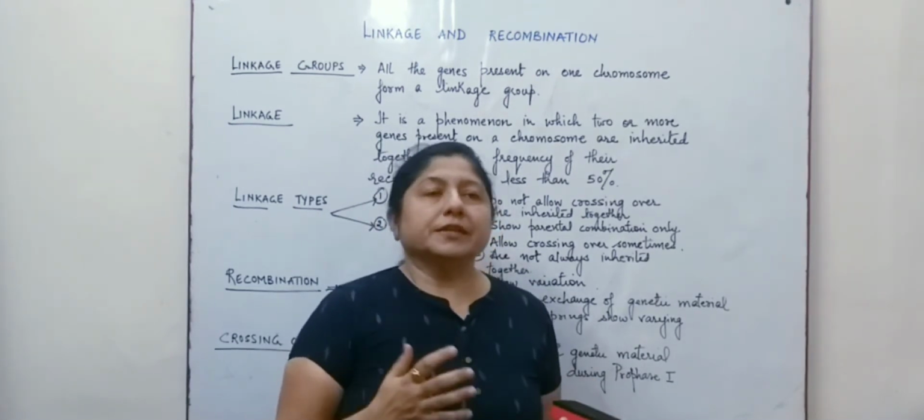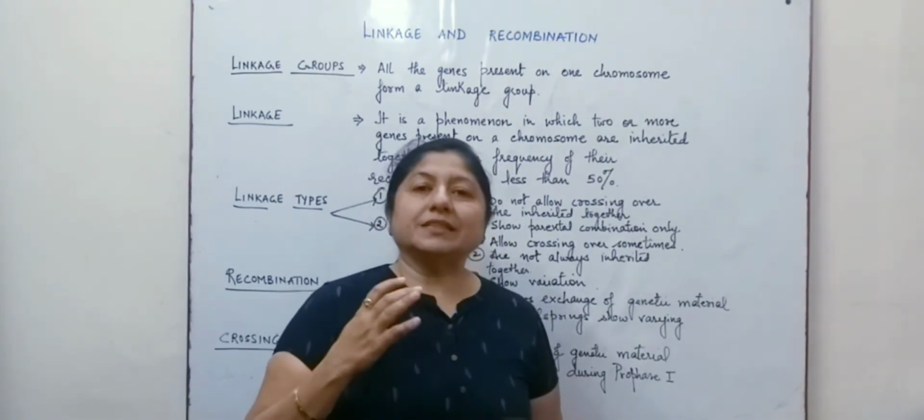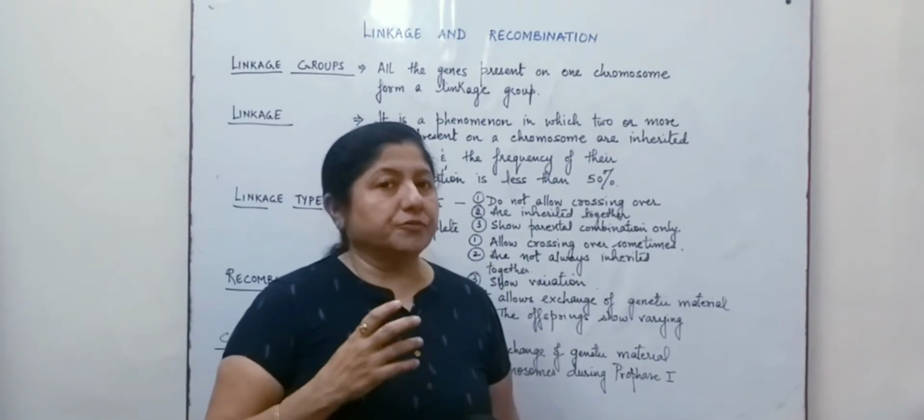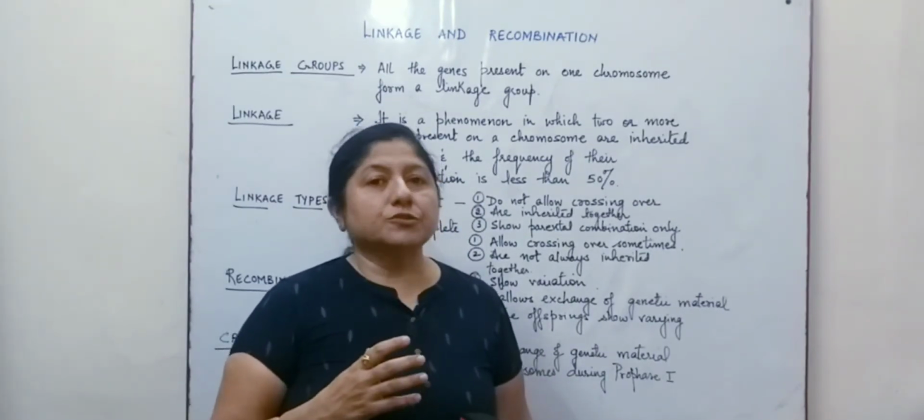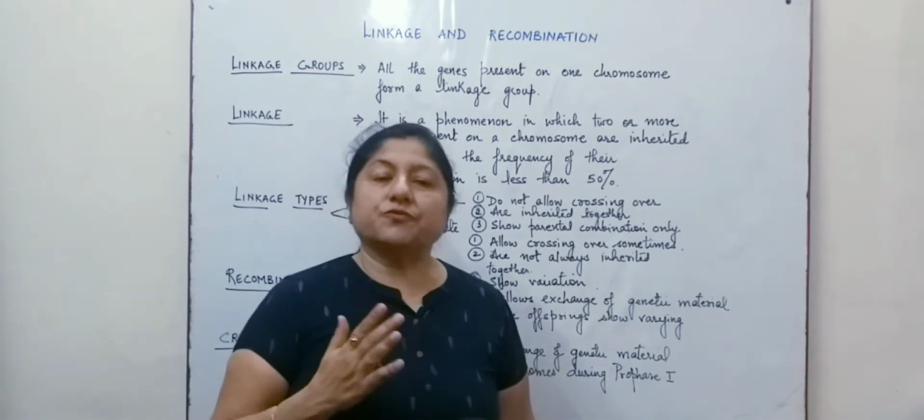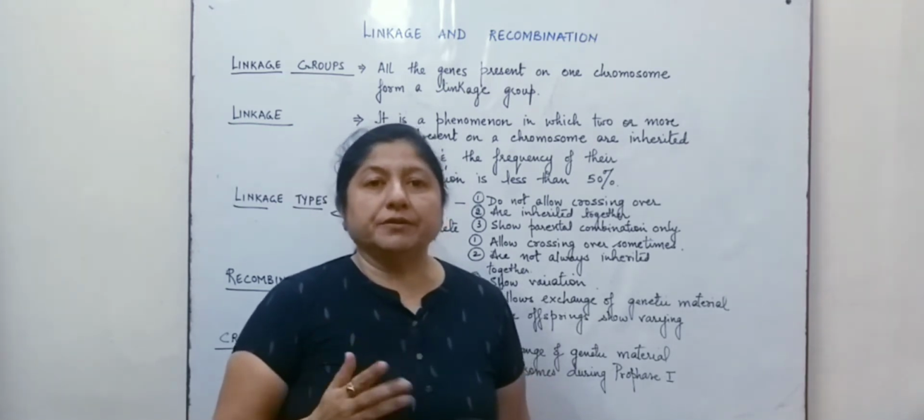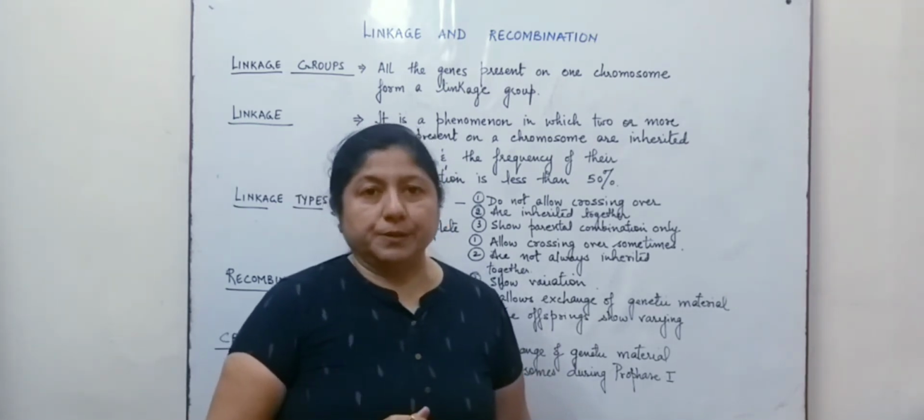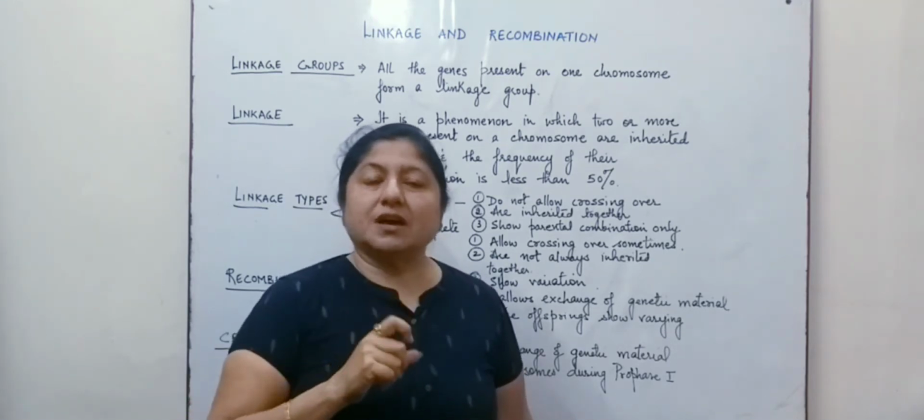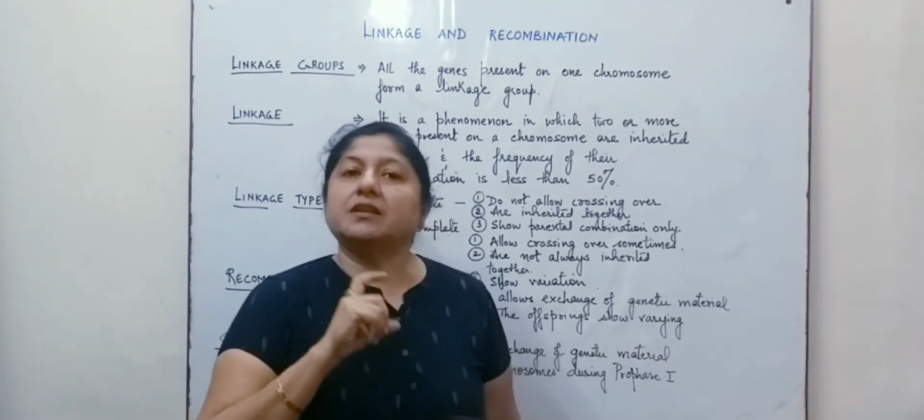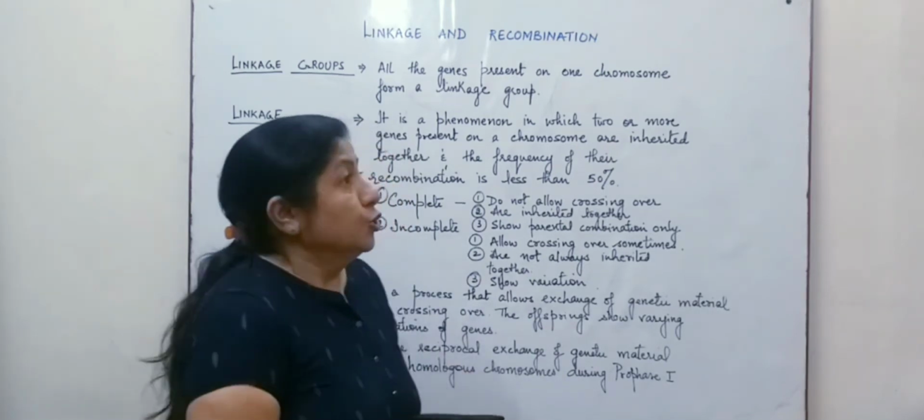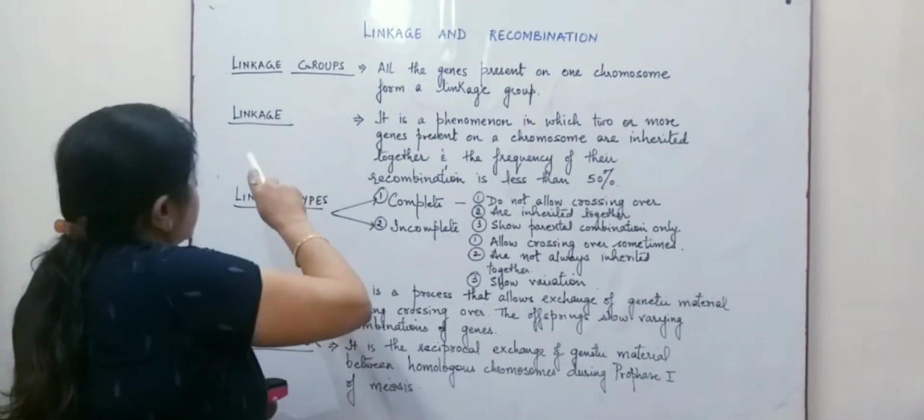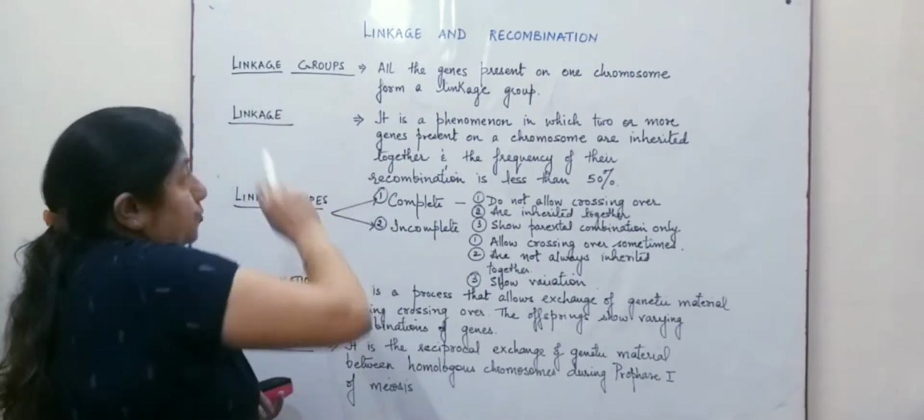For example, in human beings, approximately 30,000 genes are there, and the number of chromosomes is only 23. That means 46 chromosomes, 23 pairs of chromosomes, are available. So all these genes are to be accommodated in a chromosome. The chromosomes therefore form the linkage groups.